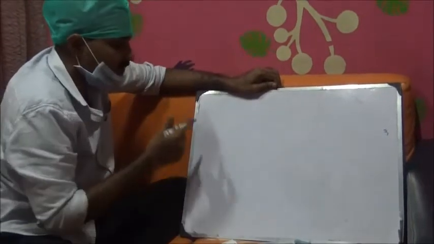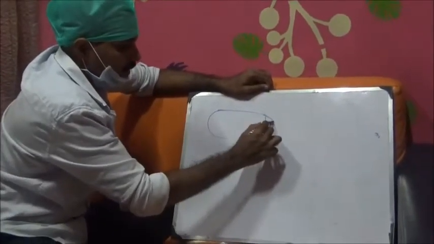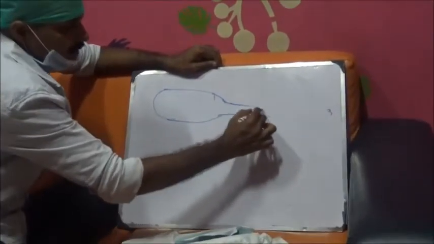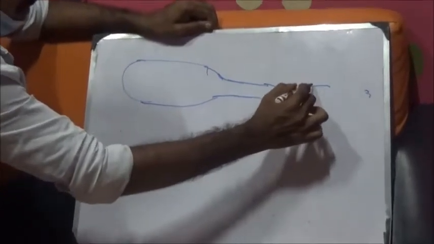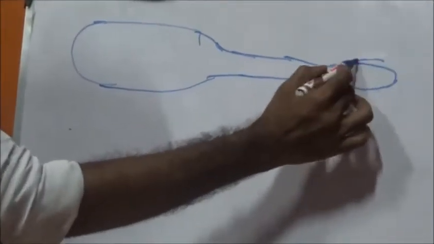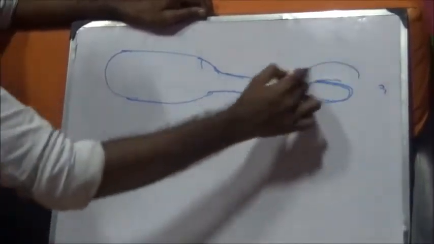Okay, so this is the straight elevator. This is the handle, this is the shank, then finally the blade, right? This is the blade, right? So the important part is the blade, so we will discuss the blade part.